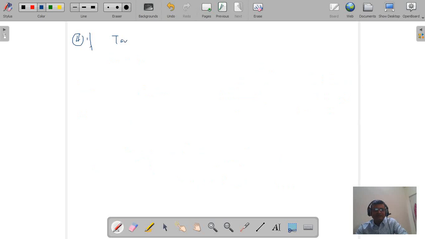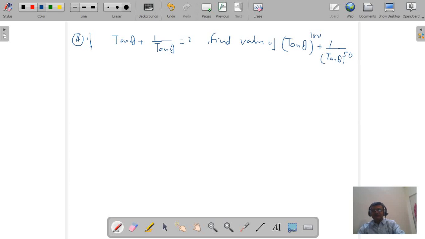If tan theta plus 1 upon tan theta is equal to 2, find the value of tan theta to the power 100 plus 1 upon tan theta to the power 50. So this we have to solve. So we are just going to solve it.